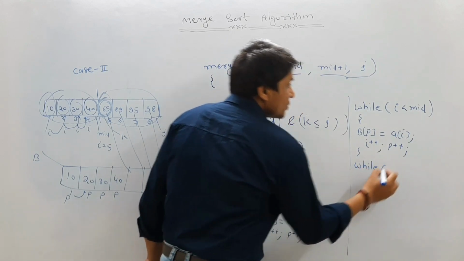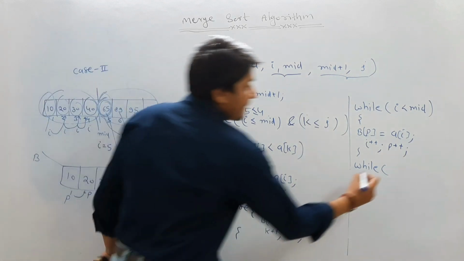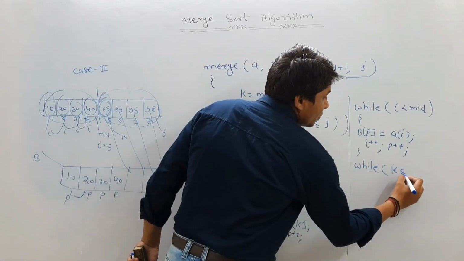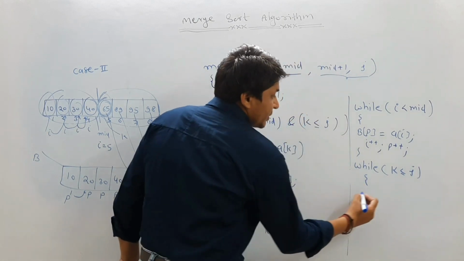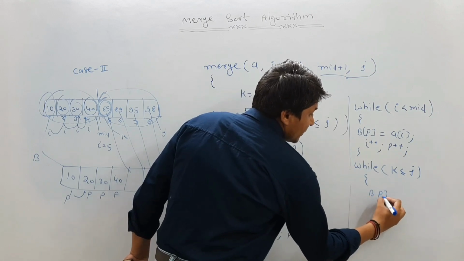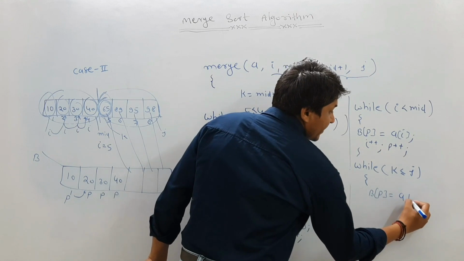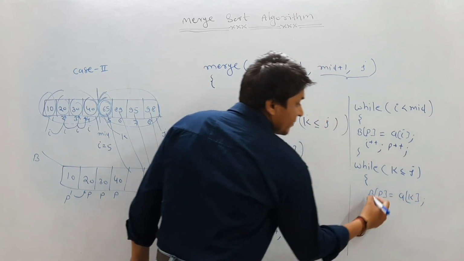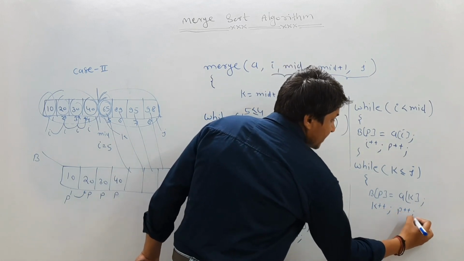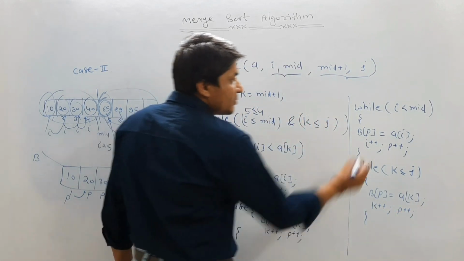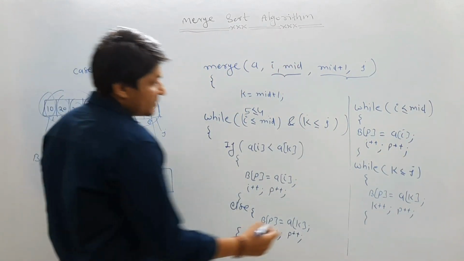While loop: k less than or equal to j. If this condition is true, then you can copy all the elements from the second array, which is nothing but a of k will be copied into b of p, and you can increment k plus plus, then p plus plus. So this is all about the merge procedure.